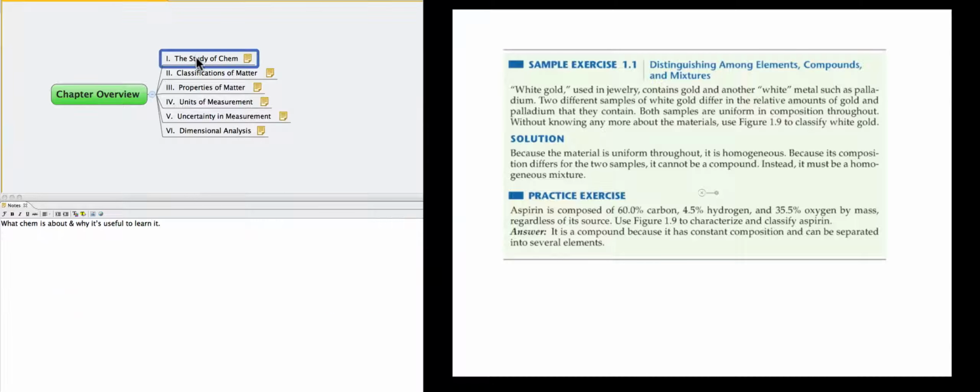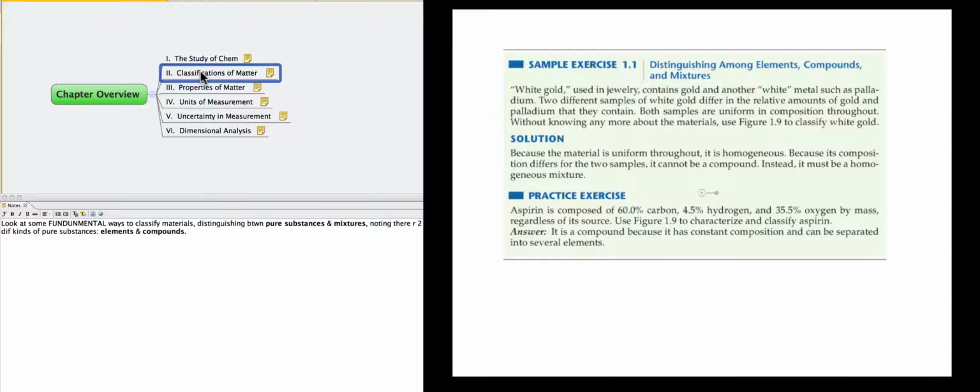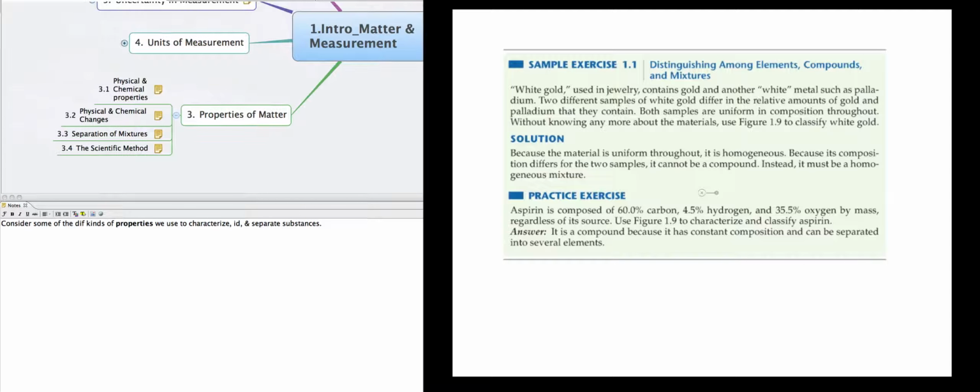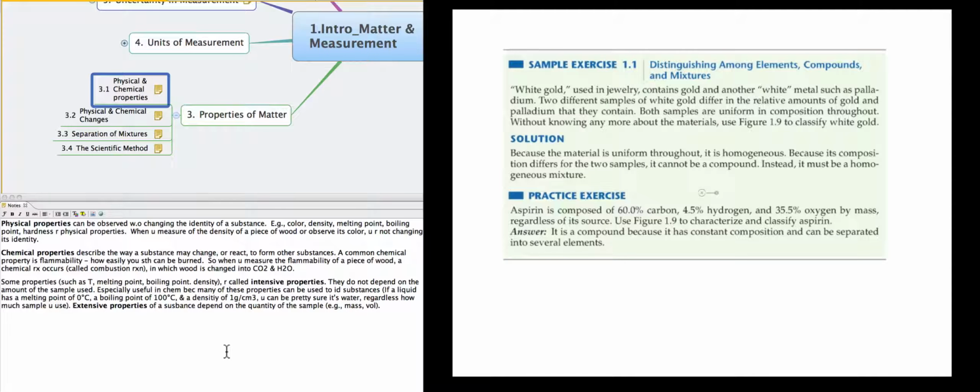So we talked about the study of chemistry, we talked about the classification of matter. Now we are going to look at some of the different kinds of properties we can use to characterize, identify, and separate substances. Physical properties can be observed without changing the identity of a substance. For example, color, density, melting point, boiling point, all these are physical properties. When you measure the density of a piece of wood or observe its color, you are not changing its identity.